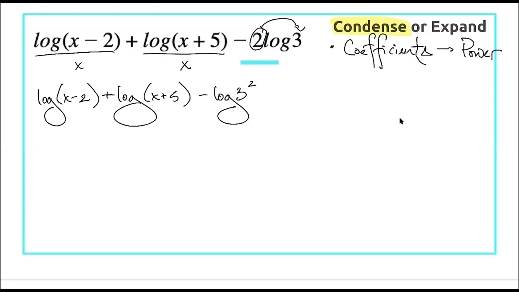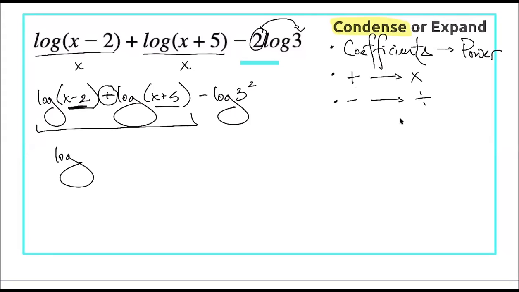Okay, so now after I look for coefficients, then I look for any addition, and I'm going to change that to be multiplication. And I can also, at the same time, look for any subtraction and change that to division. So this plus sign means I'm going to condense these into a single log, and they're going to be x minus 2 times x plus 5. So I'm going to get log of x minus 2 times x plus 5 minus log of 3 squared, okay?